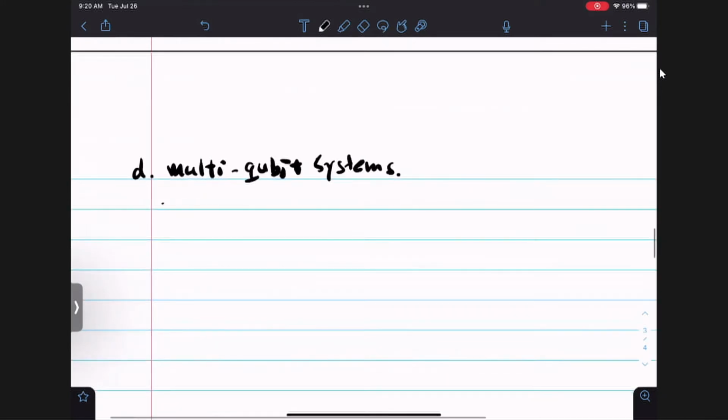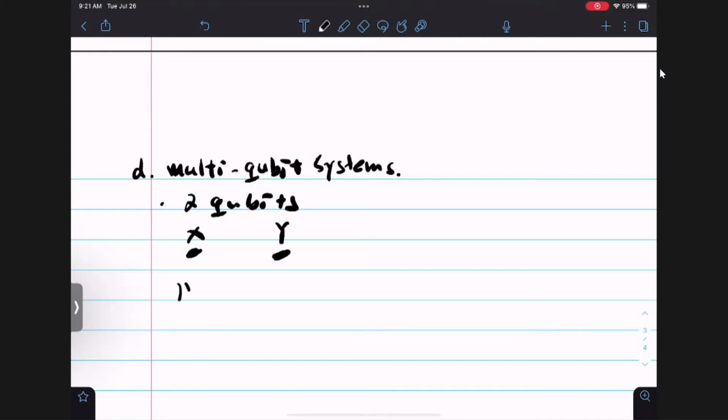All right, so let's start with two qubits. Suppose I have two qubits here. Let me call them X and Y. And suppose their states are psi and phi, respectively. So how do we put them together? What's the state to describe this composite system? Well, it's going to be determined by their tensor product.